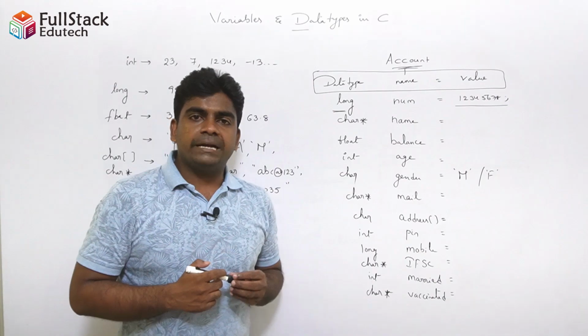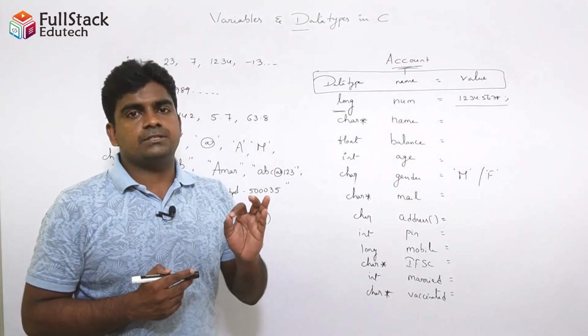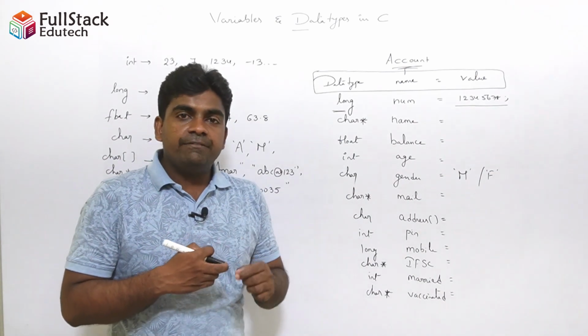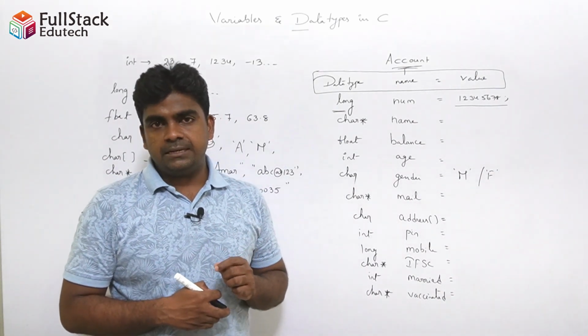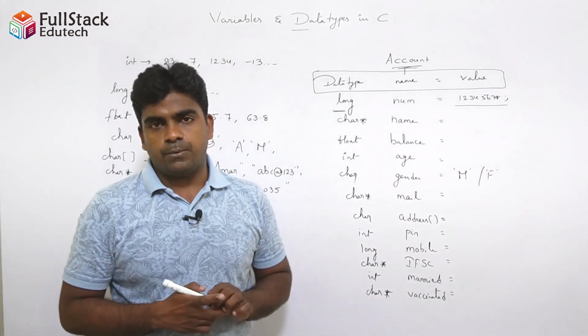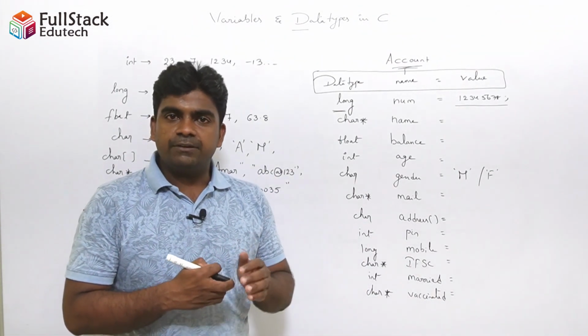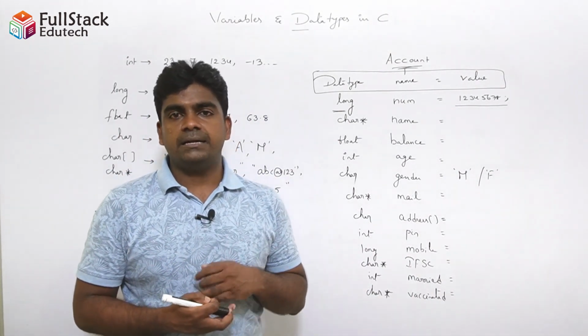And whenever we are printing, we also need to consider format specifiers. In C language, whenever you are displaying information, format specifiers are required. How can we represent the format specifiers? That we'll see along with the coding part in the next video.